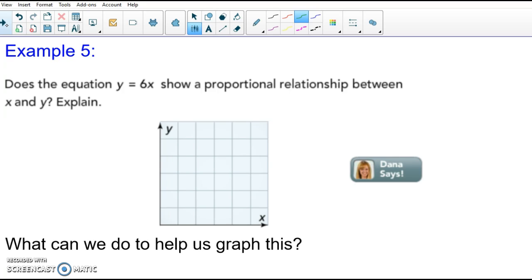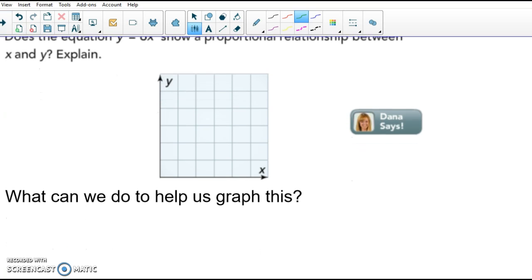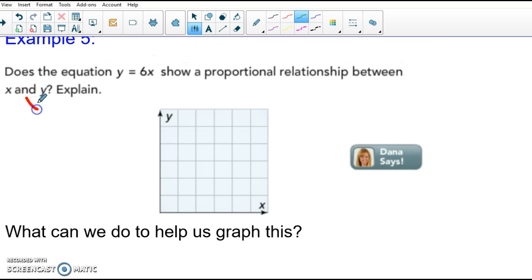So now if we look at the equation y equals 6x, and we want to know if it shows a proportional relationship between x and y, we need to figure out how to graph this. So what can we do to help us graph this? Well, the other part that we have been looking at over and over today is a table. So we know in our table how to find our proportional relationship. So let's go ahead and use a table to help us graph this line.